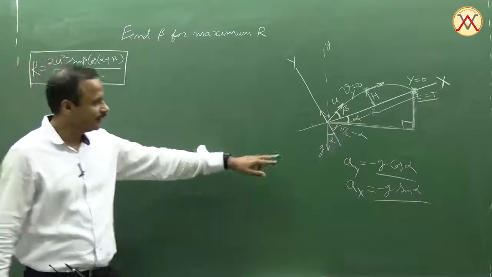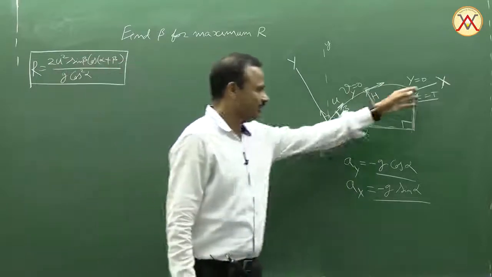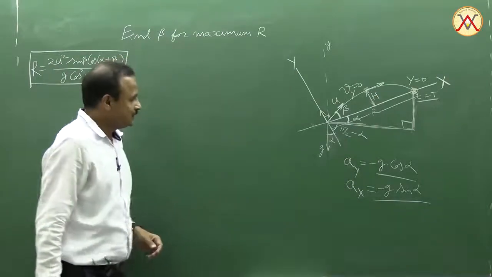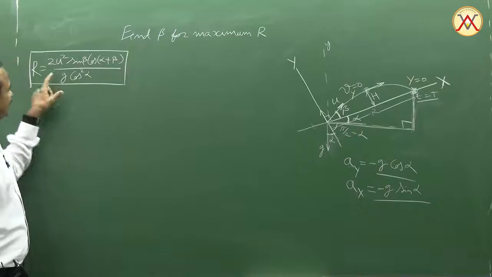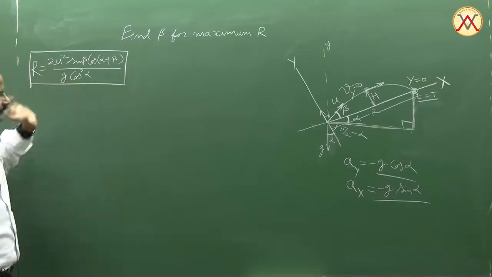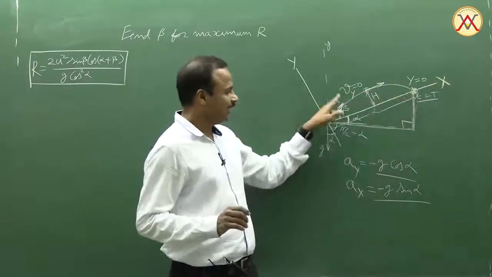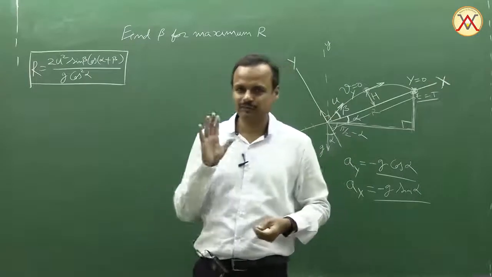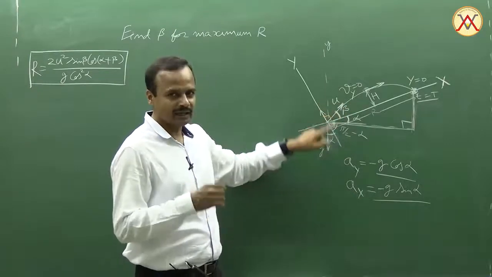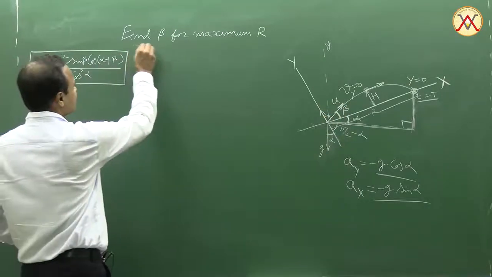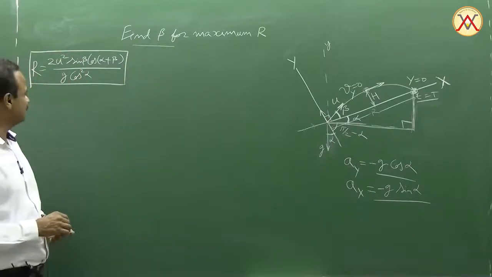Suppose we want to find the angle of projection of the projectile in order to maximize the range along the inclined plane. So we have the expression for range here. Now here u, g and alpha are constants. We have a given fixed inclined plane and we are launching the projectile at a fixed speed u. What we can change is the direction of projection. That means angle beta can be varied. So the question is, for what value of beta will the range be maximum?